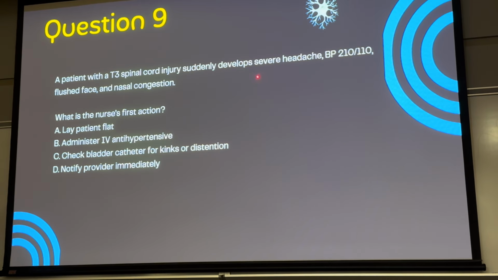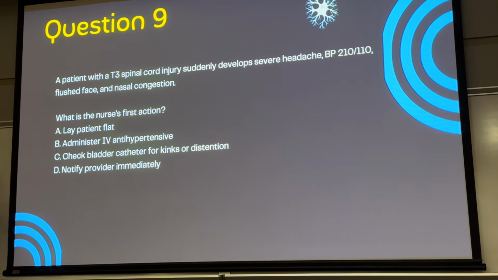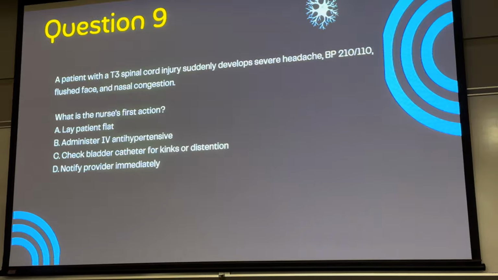Severe sudden headache, BP super high. I have a flushed face. You have your stuffy nose, you have your drainage, your nasal congestion, however you want to categorize that. All classic symptoms of an autonomic dysreflexia. Remember, once I take away that stimuli, make sure I don't have any fecal impaction or bladder distension, so C, usually the symptoms should resolve. If they don't, then I can get some antihypertensive on board if needed.